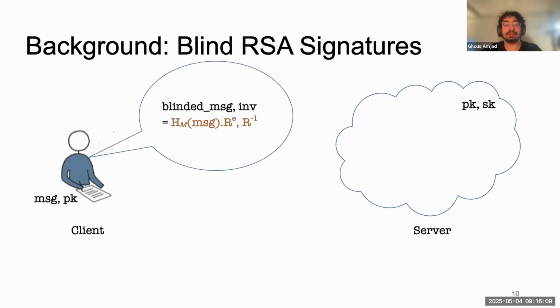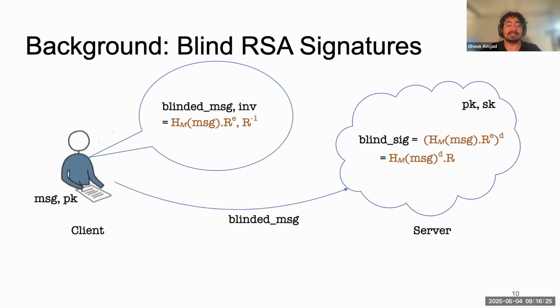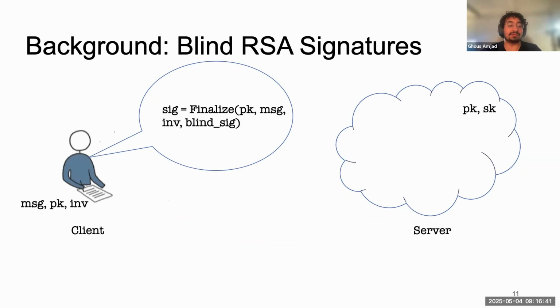Now, under the hood, the blinded message is basically the hash of the message multiplied by some blinding factor r raised to the public exponent. And the inverse is basically the inverse of the blinding factor, r inverse. And when the server signs it, it basically raises this whole value to the private exponent d, which essentially cancels the effect of e on r, and you can probably already guess where it's going next. The server sends the blind signature back to the client.